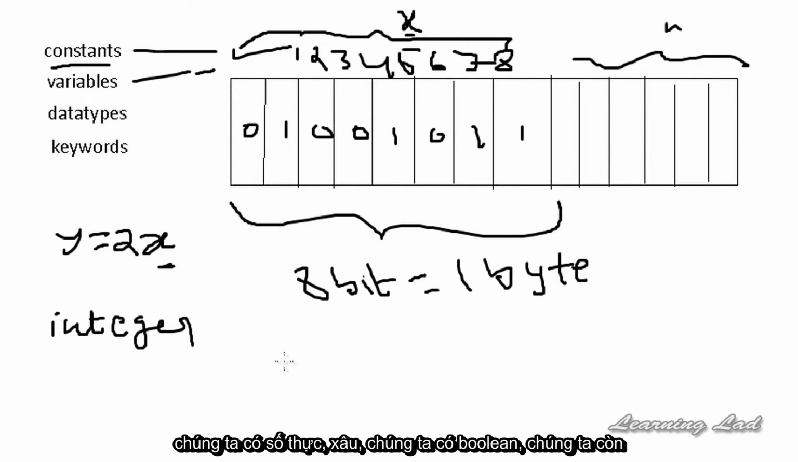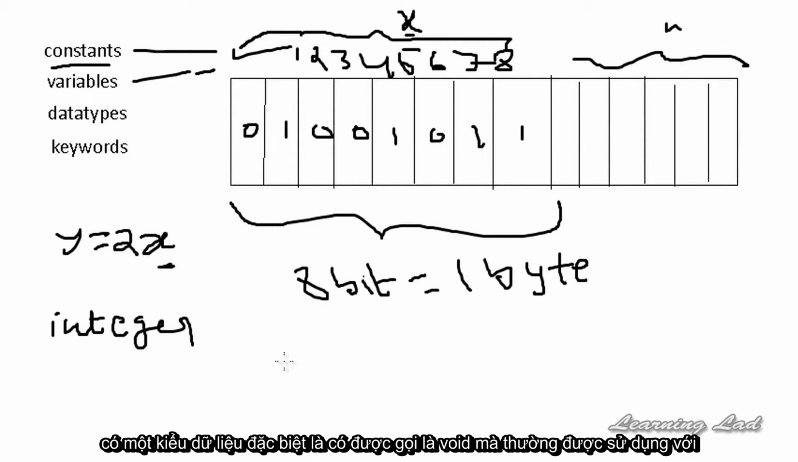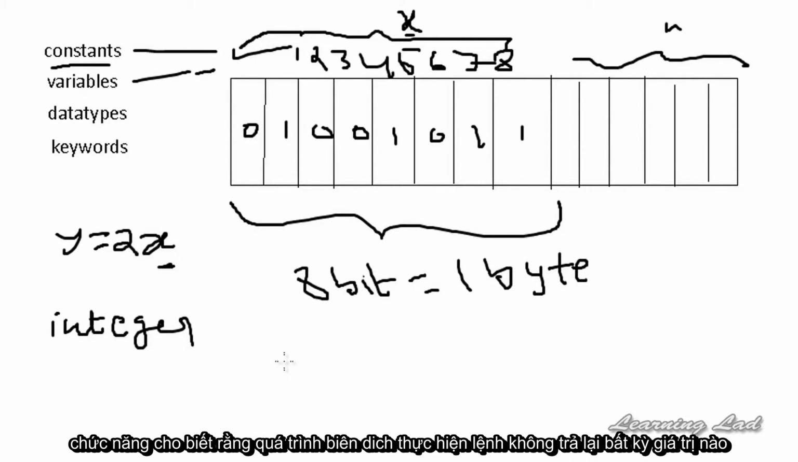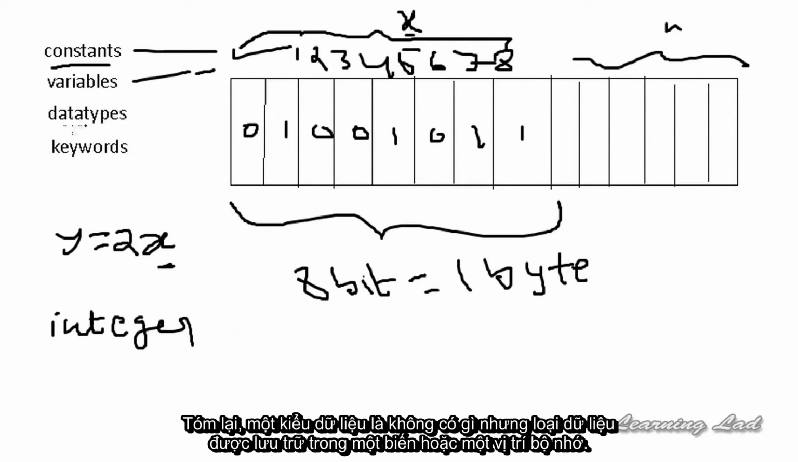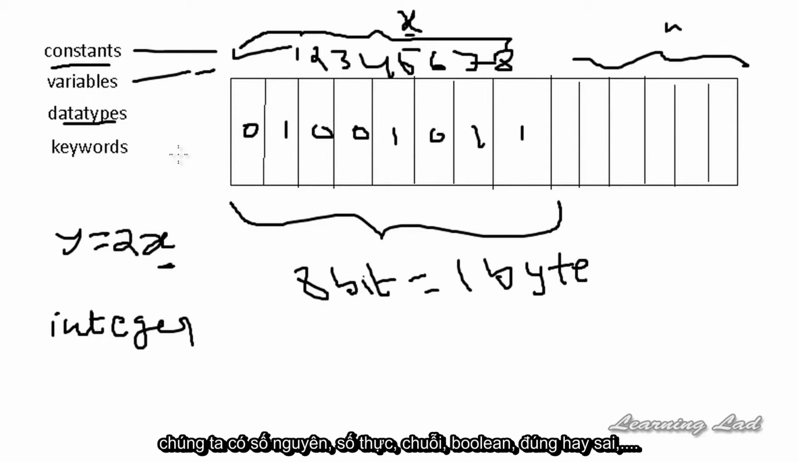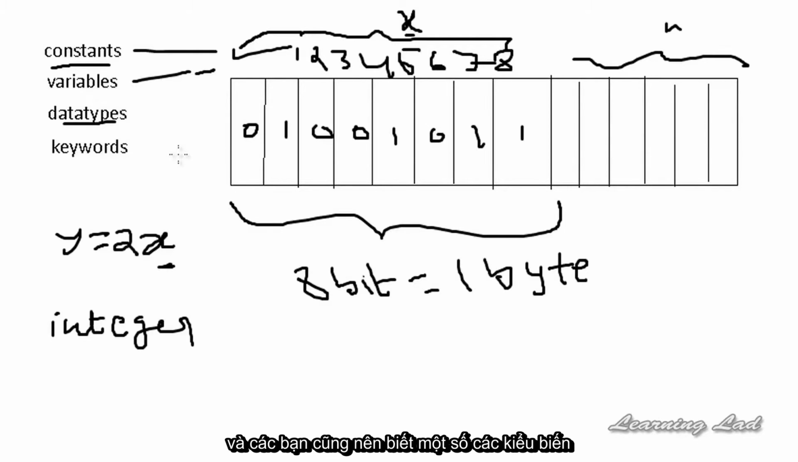We have floating point. We have boolean, and one special data type is there which is called void, which is normally used with the functions just to indicate that a particular function is not going to return any values, which we're going to learn later in the tutorials on the functions. So a data type is nothing but what type of data is stored in a variable or a memory location. So we have integer, floating point, character, boolean, which is true or false, then void, which is valueless data types.